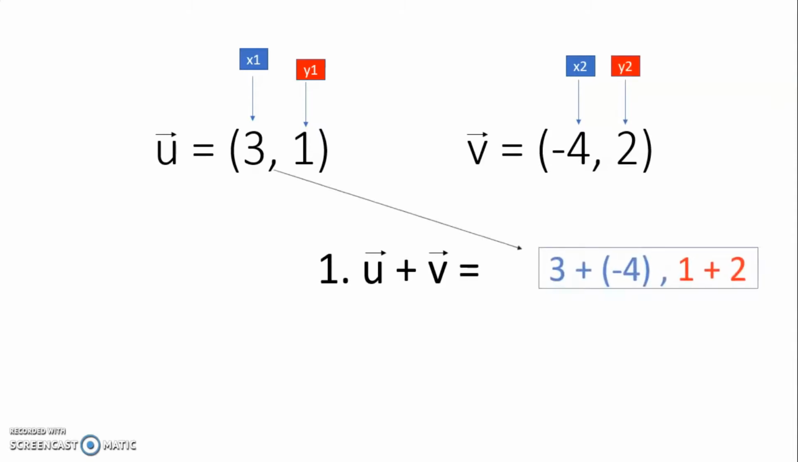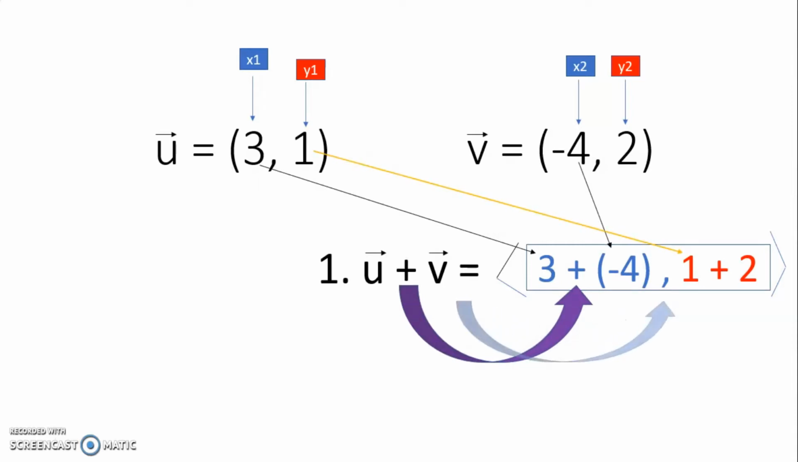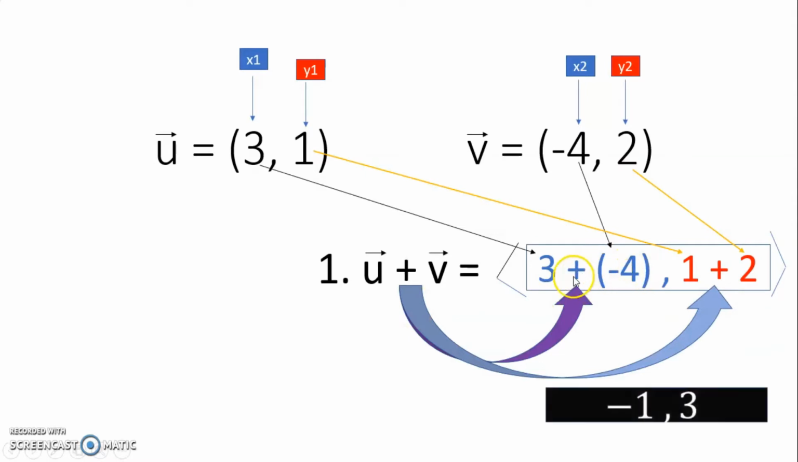So to add these up, our x1 is going to add up with x2, that's 3 plus -4, while our y1 is going to add up with our y2, that is 1 plus 2. Now 3 plus -4, positive times negative is negative, so 3 minus 4 is -1, then 1 plus 2 is 3. So this is how we add vectors.